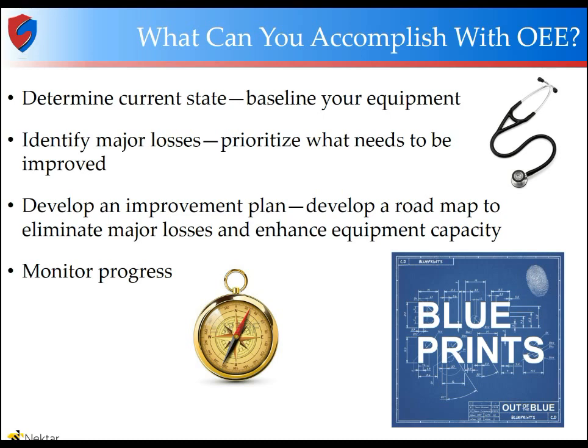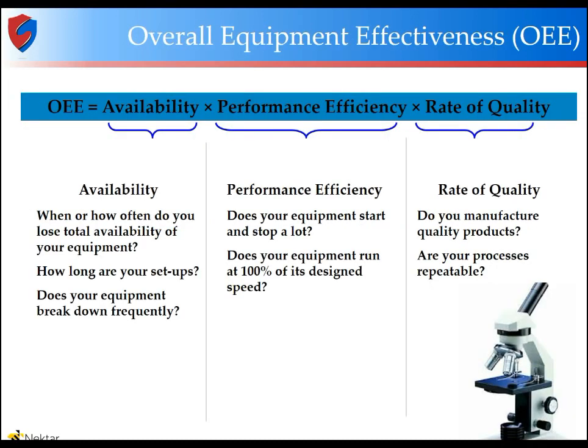Then that last bullet, monitor progress. We need to always know we're heading the right direction. So once we have our OEE, it'll help us to develop a compass or a blueprint to extend the life of that equipment and get the best reliability out of it. And it doesn't matter what type of equipment we're talking about, because all equipment has three characteristics, and that's availability, performance efficiency, and rate of quality.